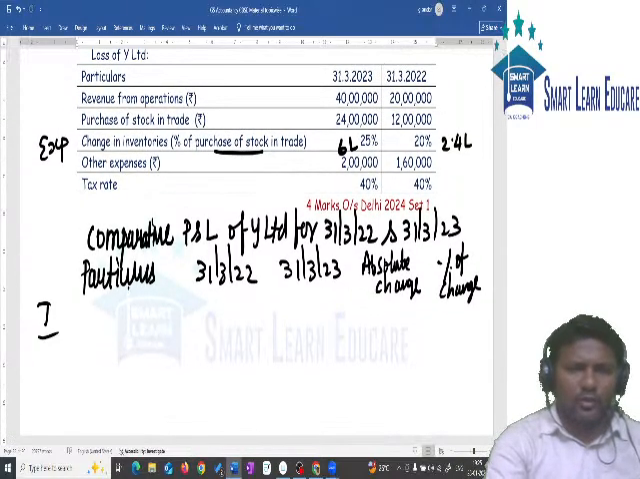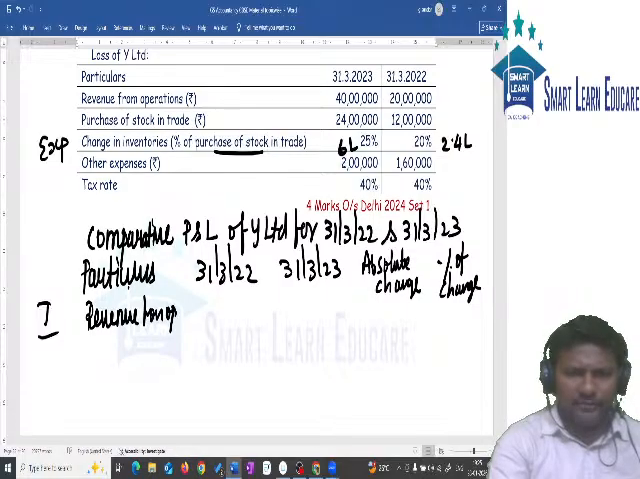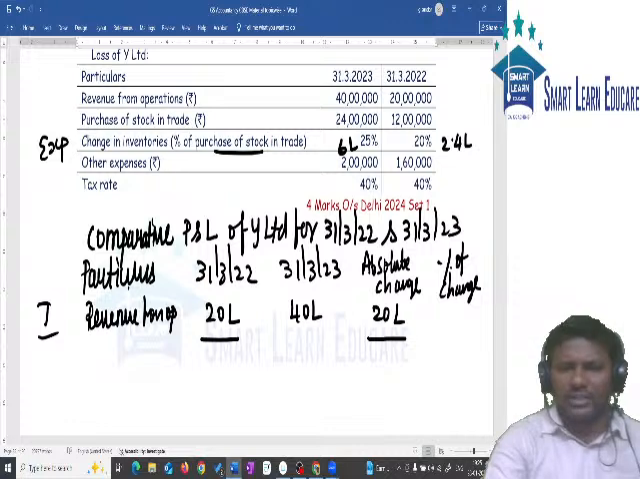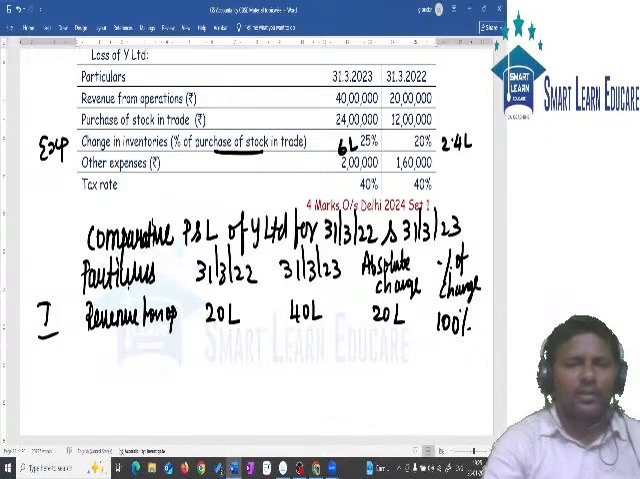First, Roman numeral 1, revenue from operation. Last year 20 lakh, current year 40 lakh. Absolute increase is 20 lakh. What is the percentage? 20 lakh is last year, and the increase is also 20. So the percentage change is 100 percentage. Point number 1 is over.